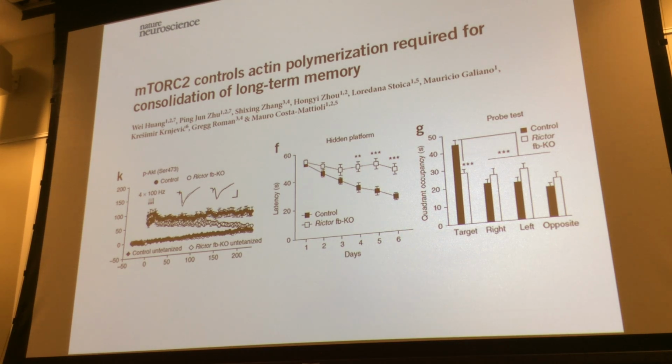Is that true? In the Rictor knockout, so this is the Rictor knockout, right? So that's directly mTORC2, right? That's the way to knock out mTORC2, because it's the same mTOR. You cannot knock out mTOR, right? If you do, you're not going to differentiate mTORC1 from mTORC2. So it has to be Rictor.